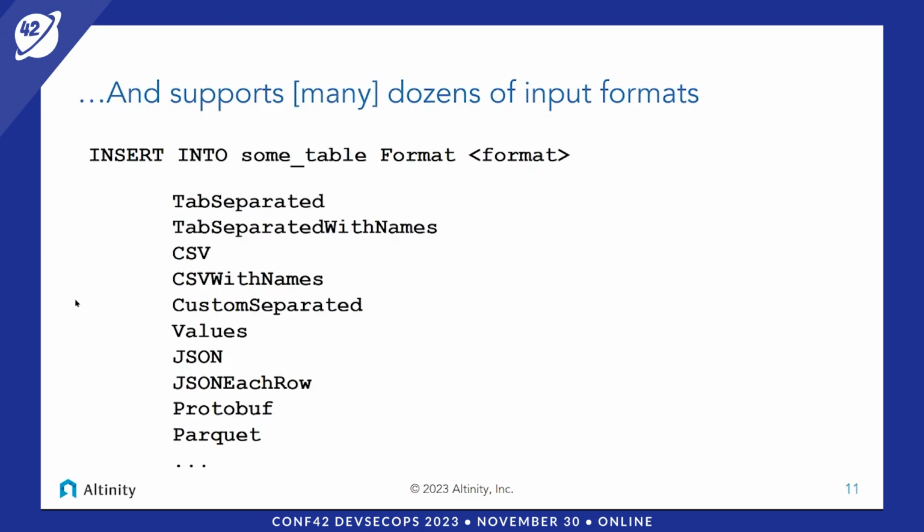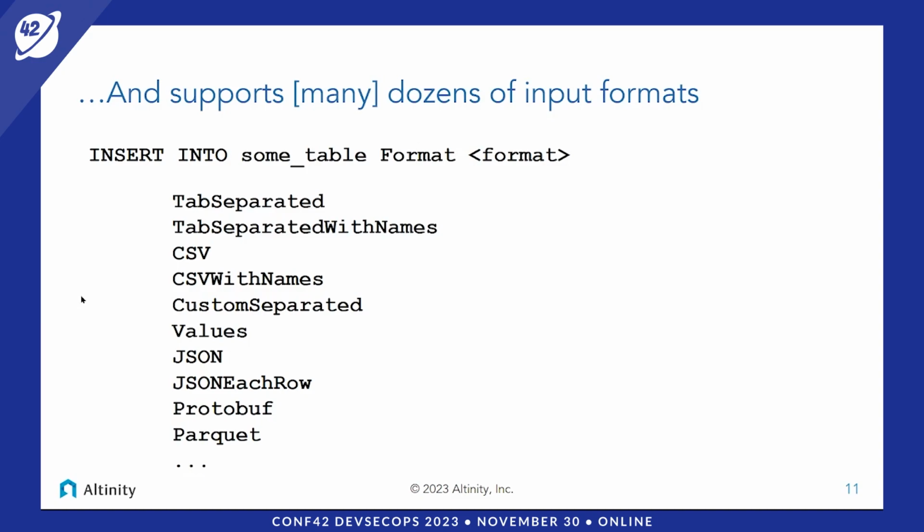Another thing that ClickHouse does that makes it very nice for monitoring data is it has a huge number of what we call input formats. These are things like CSV, which is one of the most widely used formats in all of IT, but also CSV with names, where you have the name of each column in the first row. We can read JSON. We can read what's called JSON each row, where each record is a separate JSON document. Protobuf, Parquet, tab separated, you name it. There's dozens of these.